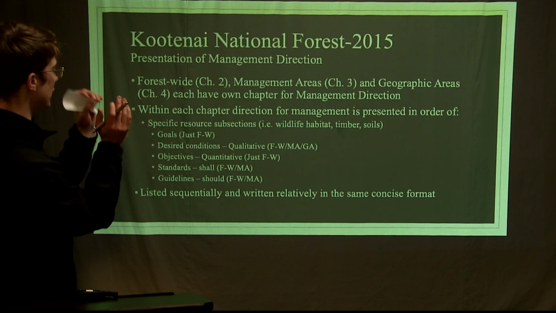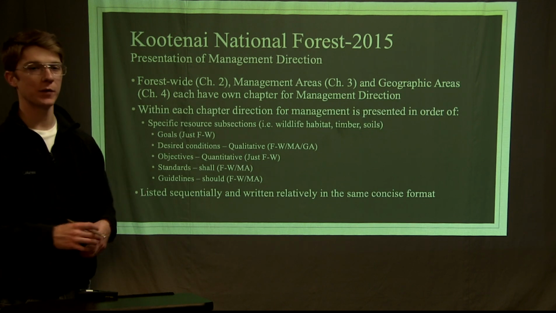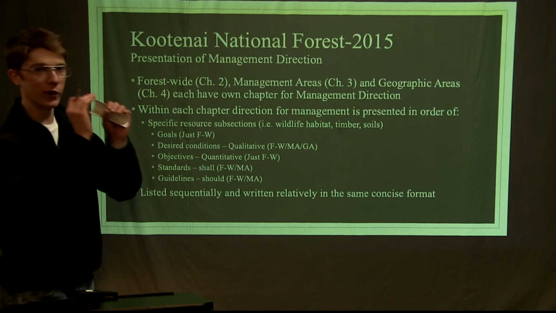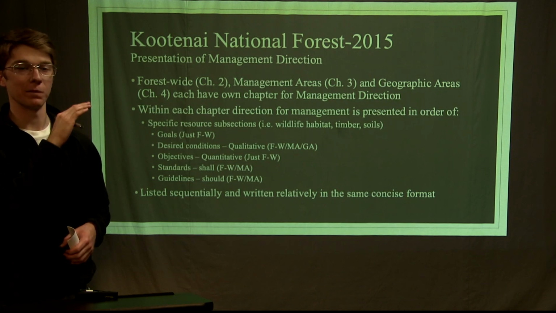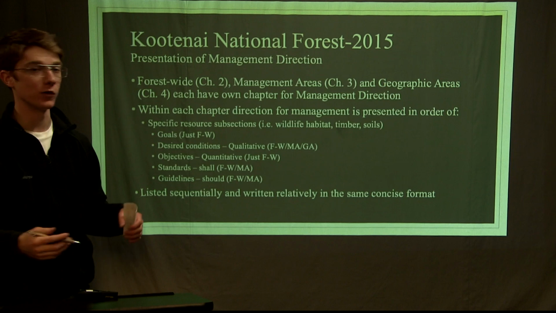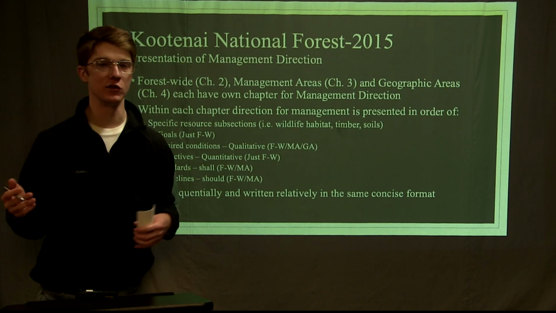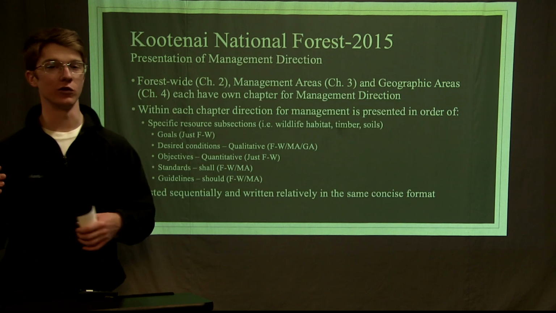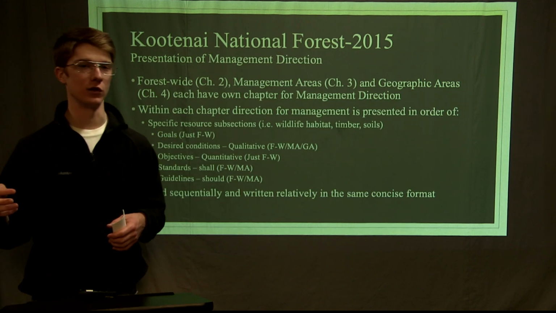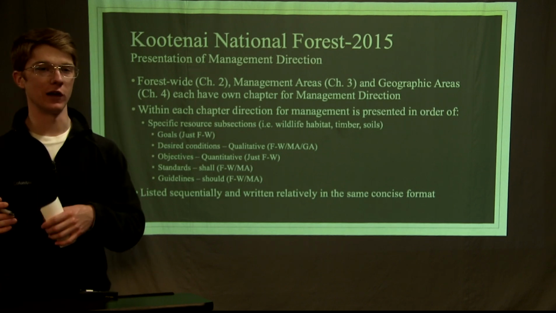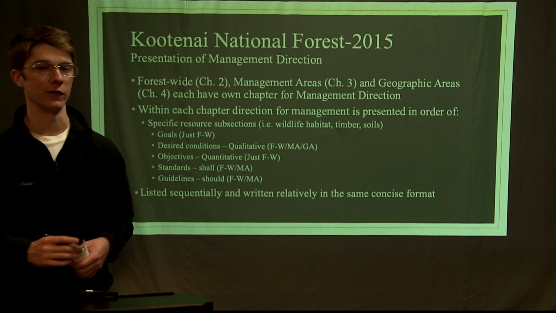So at least within the forest-wide, all of these things are listed sequentially for each resource type, and they're all written in the same concise format, usually just two to three sentences at most. And then with the management areas, it only provides desired conditions, standards, and guidelines for each resource type. For the geographic areas, it's just providing specific desired conditions for that geographic area.